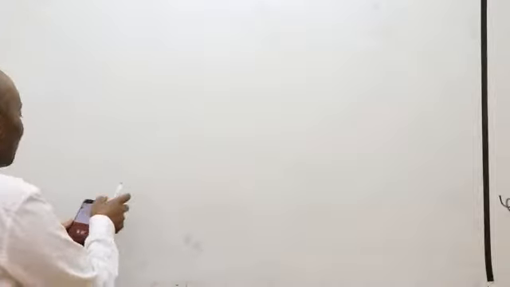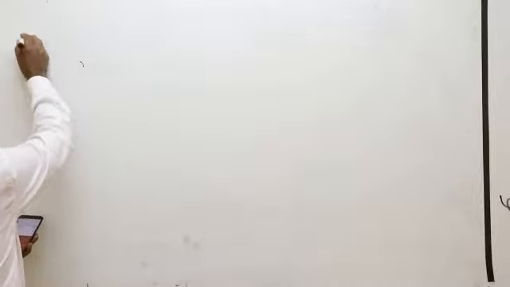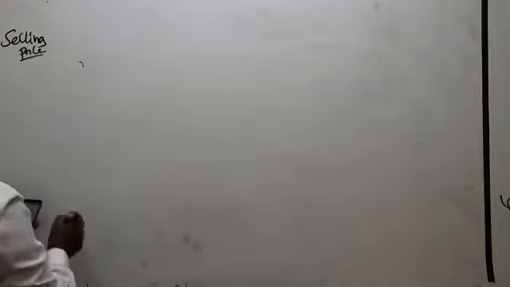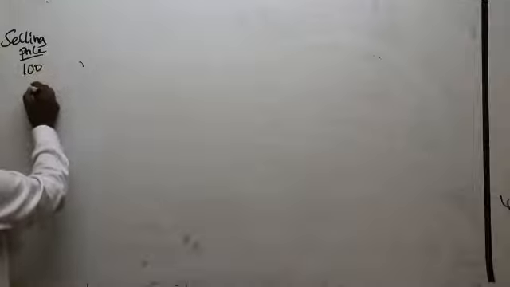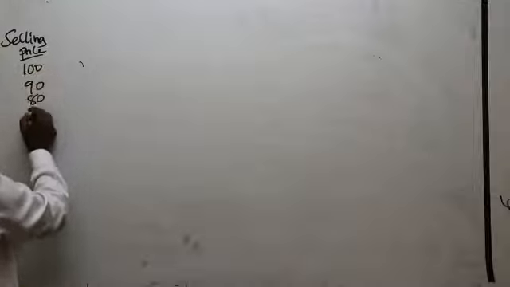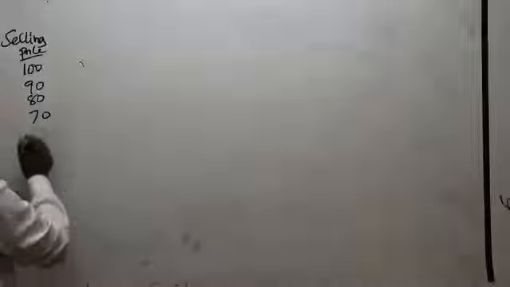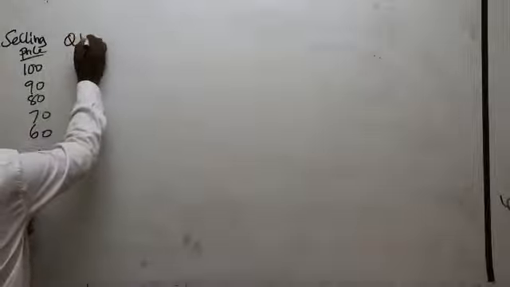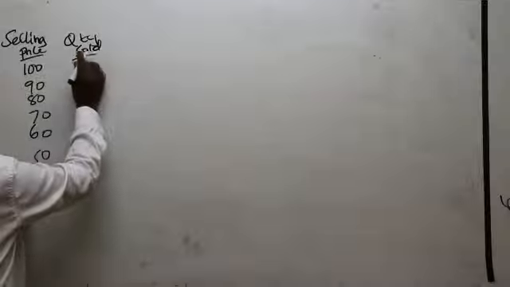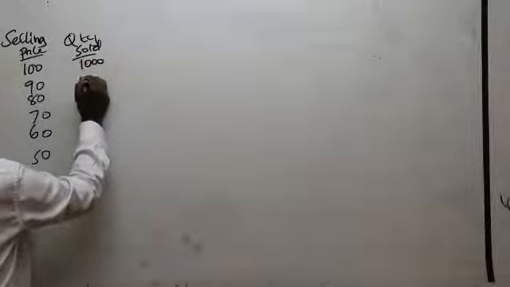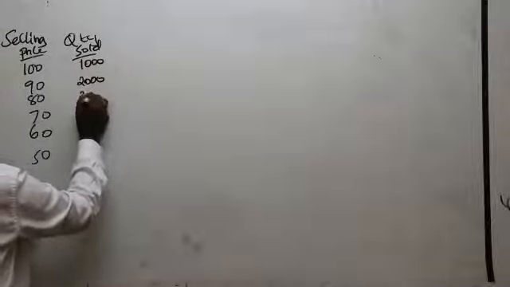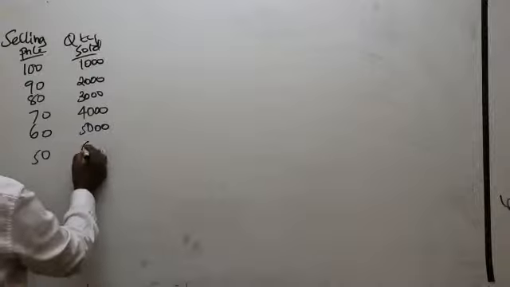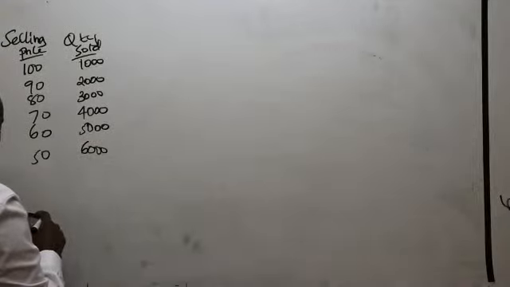So they have given us the selling price. The selling price could be 100, 90, 80, 70, 60, 50. And then we have quantity sold: 1,000, 2,000, 3,000, 4,000, 5,000, 6,000.